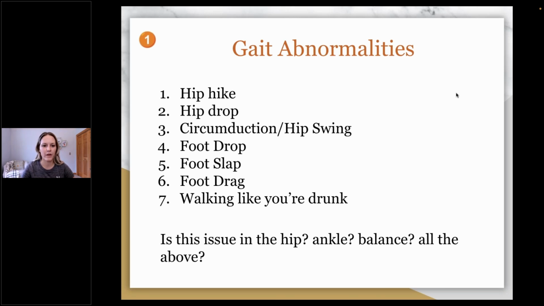Okay, I see Barbara says 1, 3, 4, and 6. Roshan says all. 1, 5, 7, 4 and 7, walking like a duck, yeah.